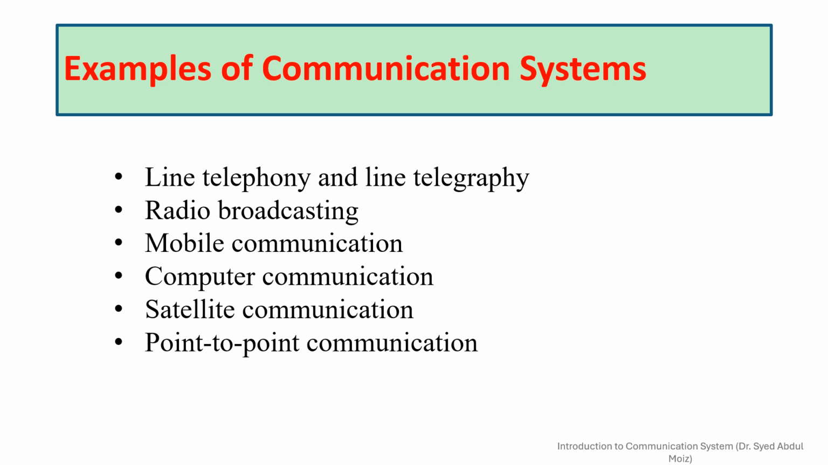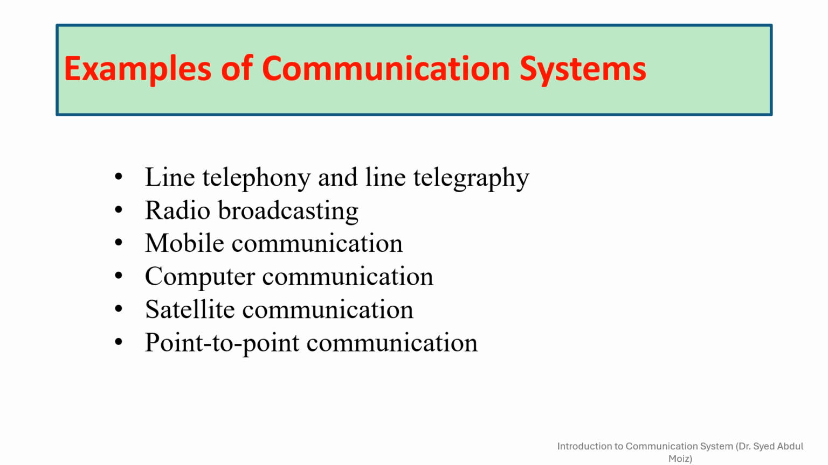Now we consider radio broadcasting. In this system, the source is original content such as music, news, or live events. The transmitter converts this content into electromagnetic waves. These waves are sent through the channel, which in this case is air or atmosphere. A radio receiver picks up the transmitted waves, converts them back into sound, and delivers them to the destination, which is the listener.